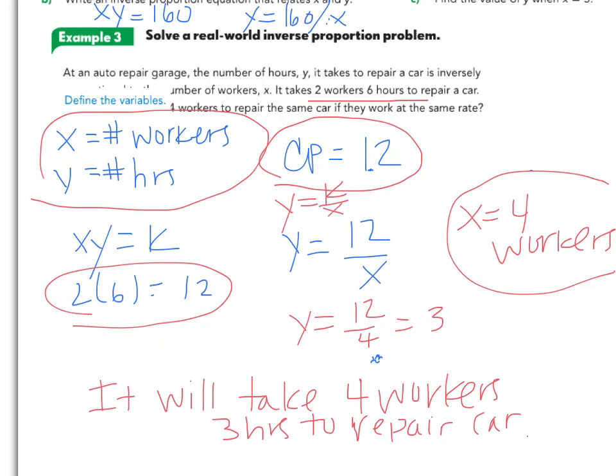Then they told us how long will it take for 4 workers to repair the same car. So x was my workers, so I'm going to plug in 4 for x. So using this equation right here, y equals 12 over x, I plugged in 4 for x. So instead of x, I plugged in 4. 12 divided by 4 is 3. So that means it will take 4 workers 3 hours to repair that car.